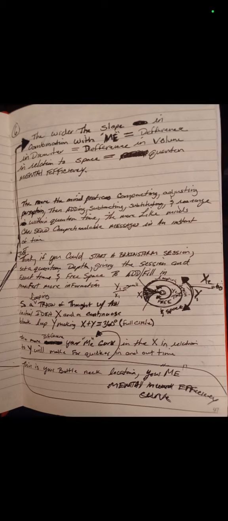And this just goes into what I just explained already. The wider the curve in combination with the difference in diameter equals difference in volume in relation to space equals quantum mental efficiency, because now you're quantifying your thoughts. A great example of this is the movie Time Warp. Watch the movie Time Warp. It's a great one. And then you'll see the ladder too, where the guy that looks like me, the alien, or the guy in the spaceship, climbs up the ladder and saves him at the end.